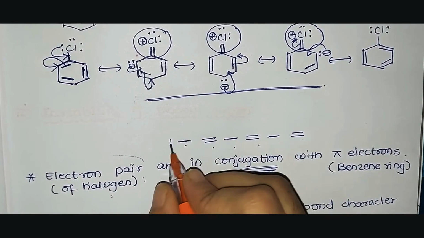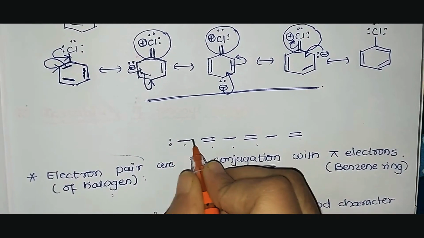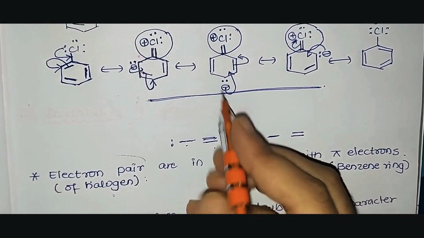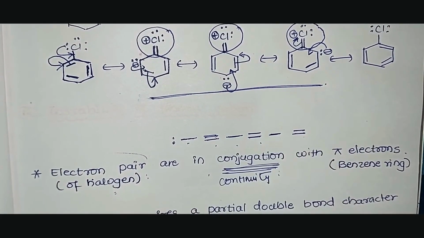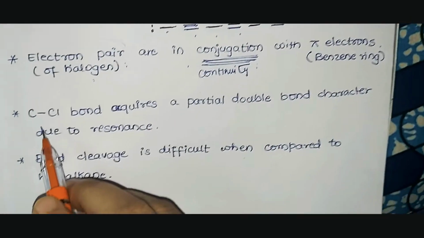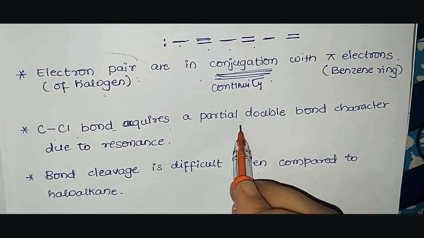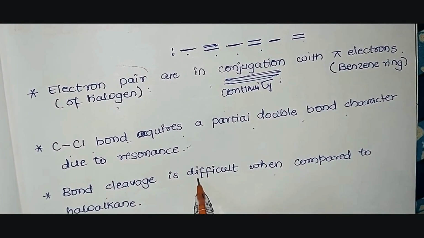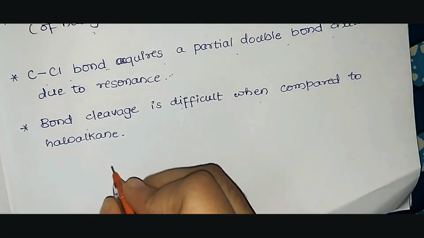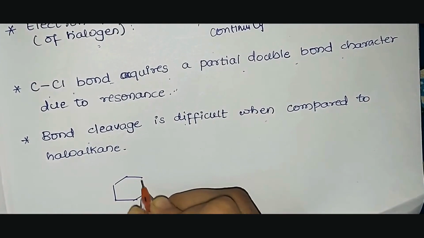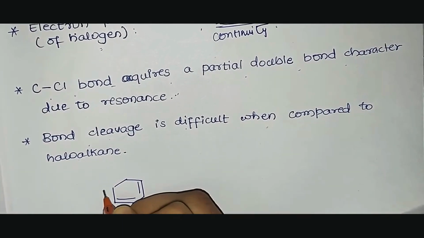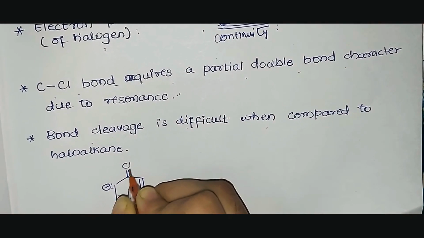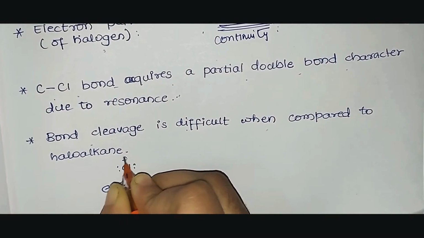So here we observe the electron pair of halogen is in conjugation with the pi electrons of the benzene ring, because of which we see that the carbon halogen bond acquires a partial double bond character. So that is what we have referred to here. The carbon halogen bond acquires a partial double bond character due to resonance, and hence it is difficult to cleave the bond. So let us take an example of one of the resonating structures. So we observe here the carbon halogen bond has a partial double bond character.